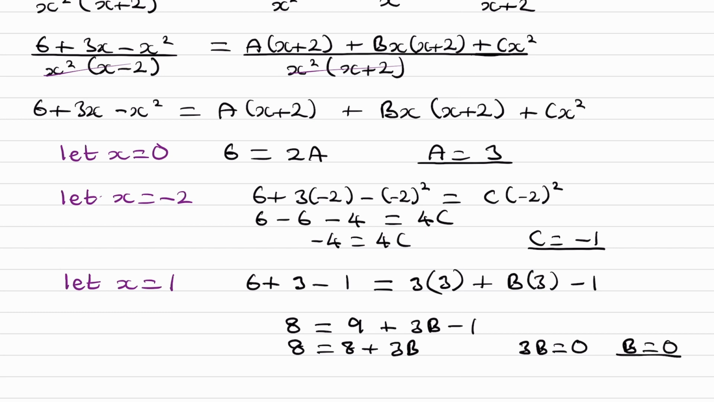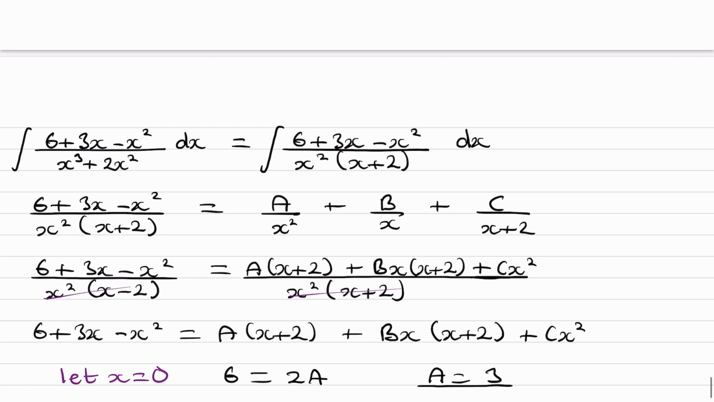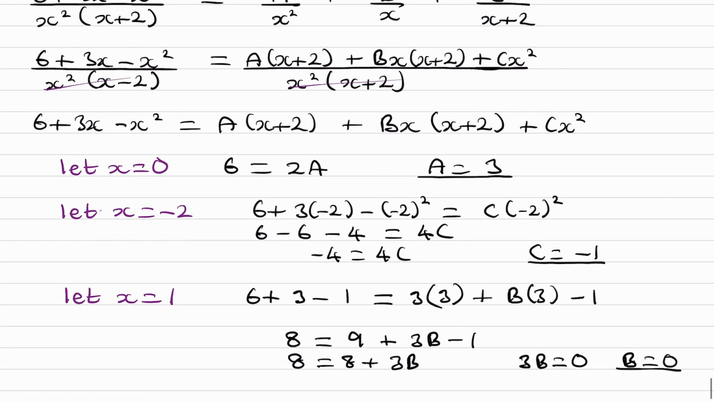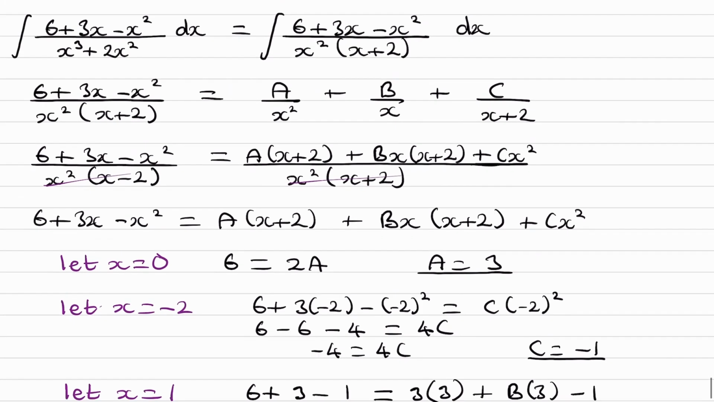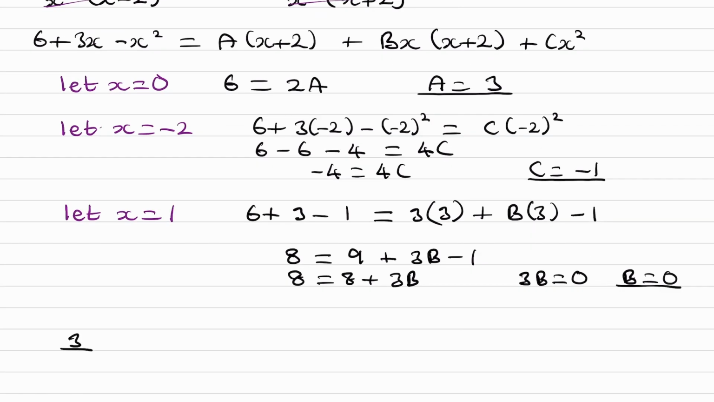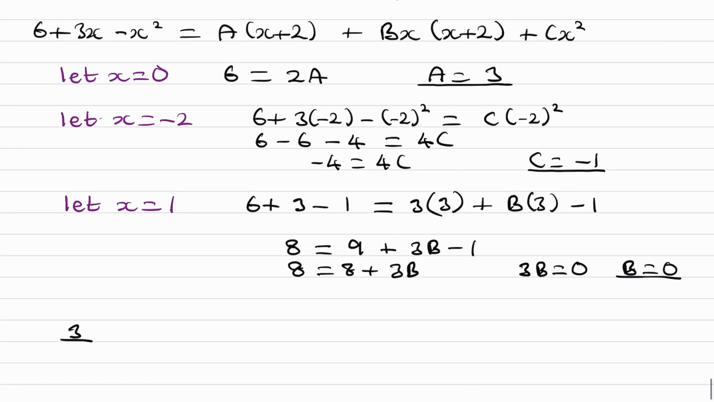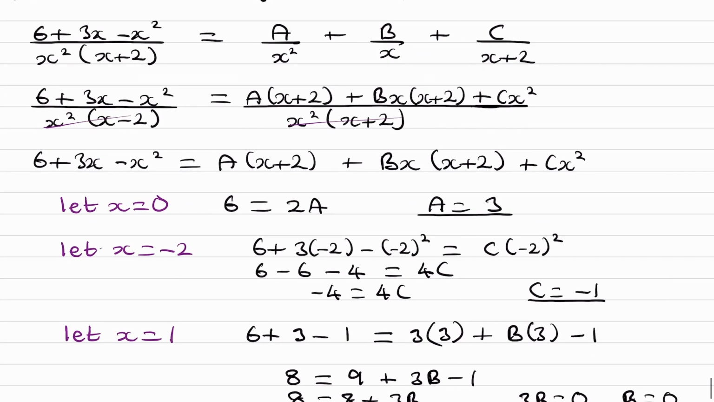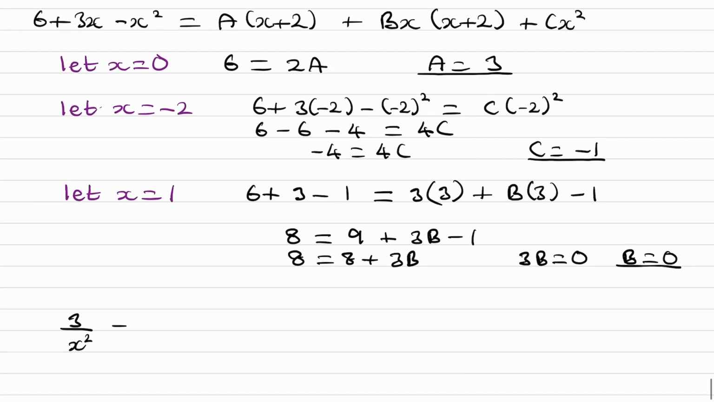Okay, so remember that this fraction here can be rewritten as this. So we just replace the a and the c with 3 and minus 1. So the integral becomes a over x squared. The b term was 0. Let's just look at the c term now, which is c over x plus 2. So that'll be minus 1 over x plus 2. So this is effectively what we're integrating now.